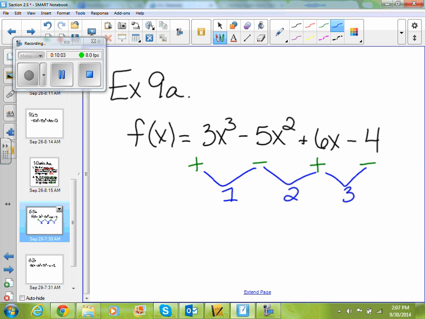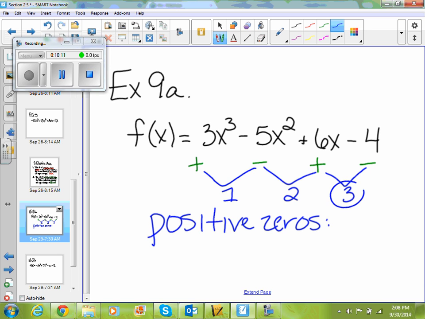So I know that for my positive zeros, I'm either going to have 3 positive zeros because I have 3 sign changes, or less that by an even number. Our first even number is 2, so that gives 1. We drop it by an even number. So I'm either going to have 3 positive real zeros or 1 positive real zero. That's what that tells me.